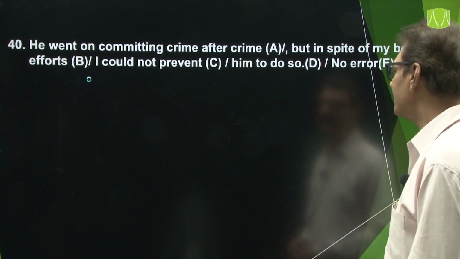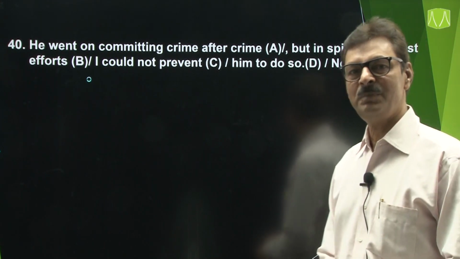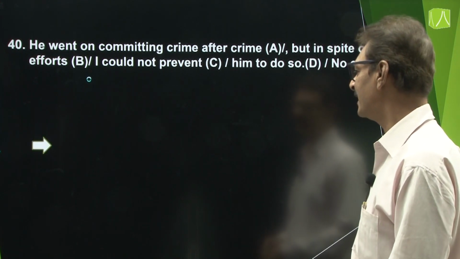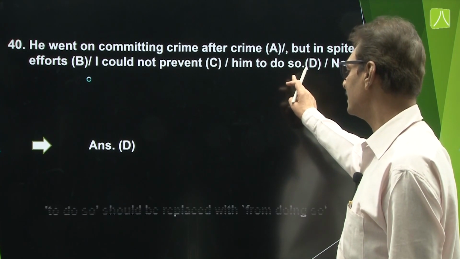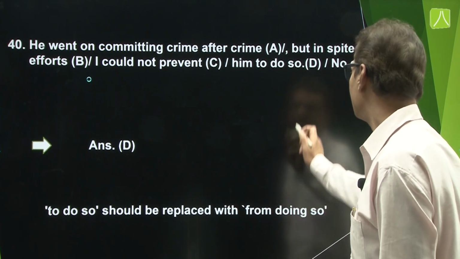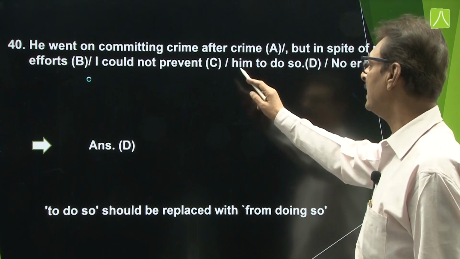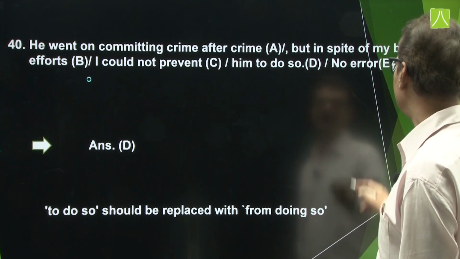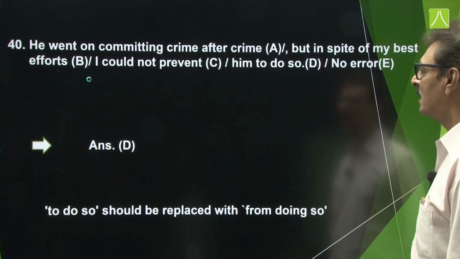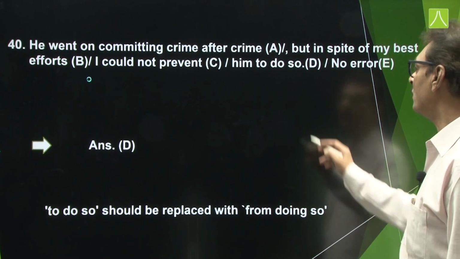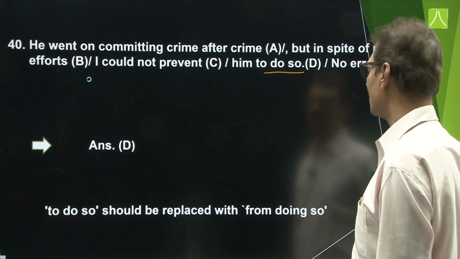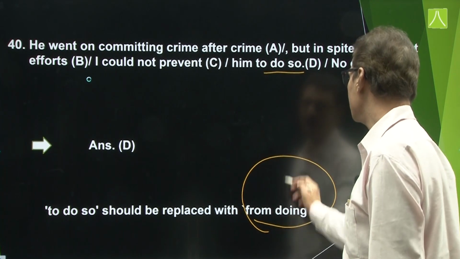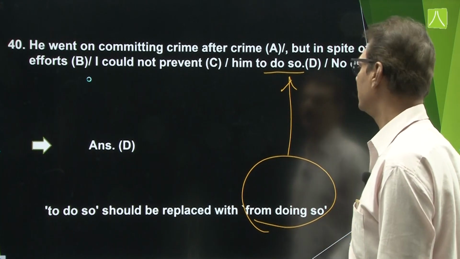Yes. थोड़ा सा tricky sentence है and the error is in part D. D part के अंदर error होना चाहिए. And prevent him to do so is incorrect. It should have been prevent him from doing so. So he went on committing crime after crime, but in spite of my best efforts, I could not prevent him from doing so. So this is the place where the error is. It should be from doing so. ये replace करना चाहिए यहाँ पे.